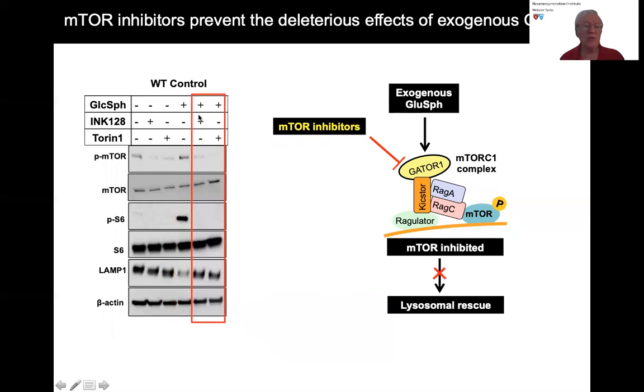And when we incubate with 2 mTOR inhibitors, either INC128 or TORIN1, then of course, if we are inhibiting mTOR, these bands are going to be less visible here. We wipe out pMTOR and we wipe out PS6, but we also increase LAMP1 levels here. So what we are showing here is that yes, if we use mTOR inhibitors, we block the action of exogenous glucosylsphingosine. Whether it is direct or not, we don't know.